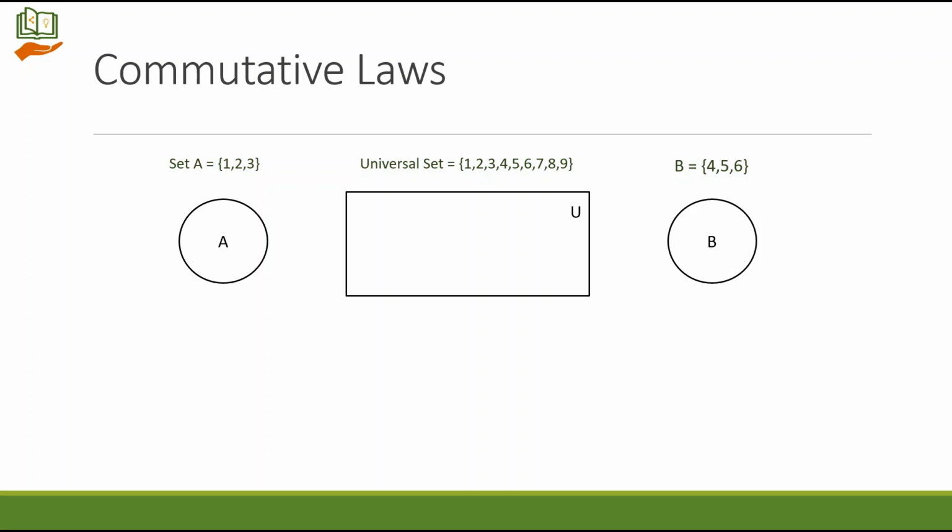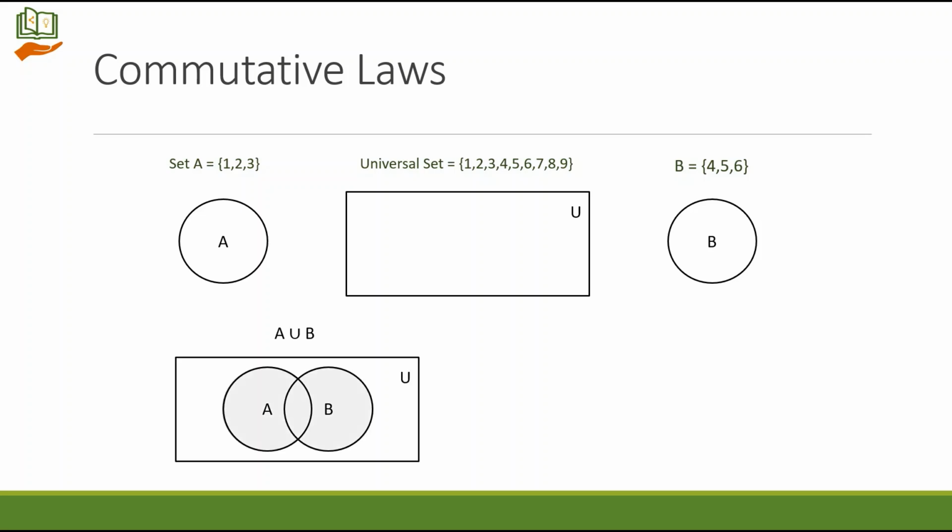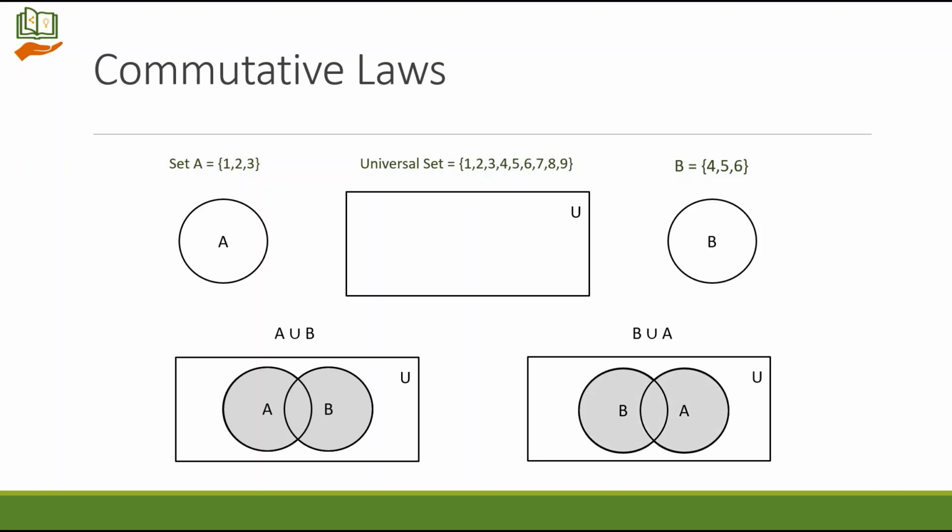In commutative law, you will have two sets involved, A and B. Set A is given 1, 2, 3 as elements. Set B is given 4, 5, 6 as elements. When you take A union B, both the regions are shaded. That is, you include 1, 2, 3 as well as 4, 5, 6. What about B union A? There also you will have both the regions to be shaded. In set, we are not worried about the order of elements. We are concerned only about the elements and not their order. In that case, 1, 2, 3, 4, 5, 6 is equal to 4, 5, 6, 1, 2, 3. This is A union B and this is B union A. Both are equal. A union B is equal to B union A. This is what the commutative law is stating.